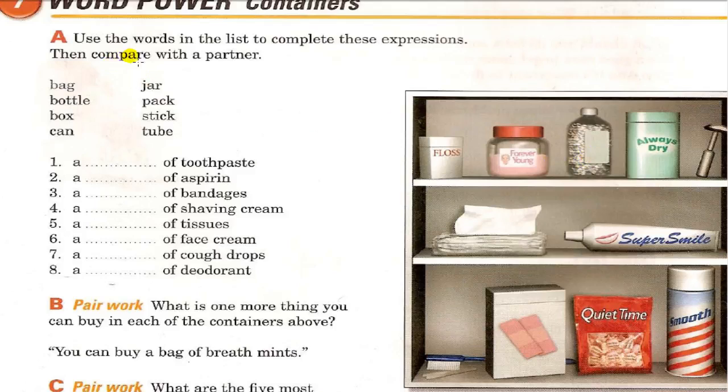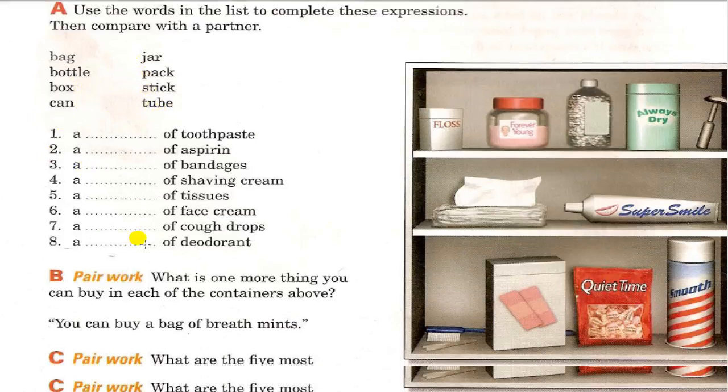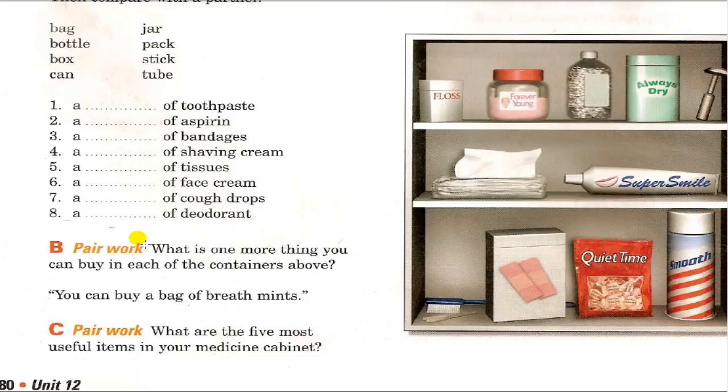So use the words in the list to complete these expressions. Then compare with a partner. We have these words: bag, bottle, box, can, jar, pack, stick, tube. And then you write the answers. For these questions, we answered them in the vocab book at the beginning of this video.